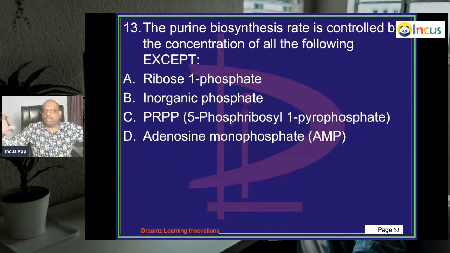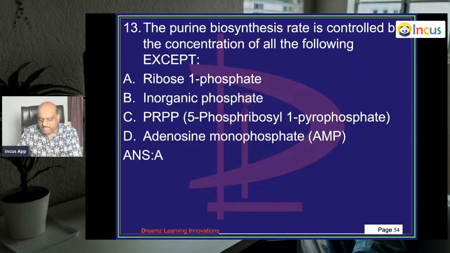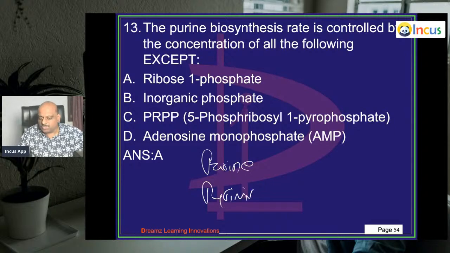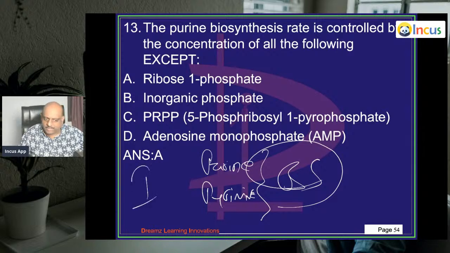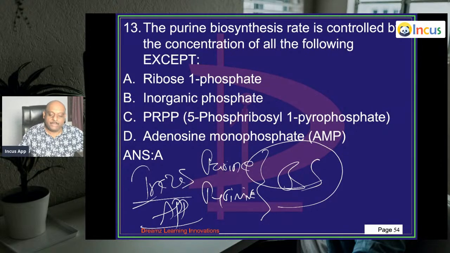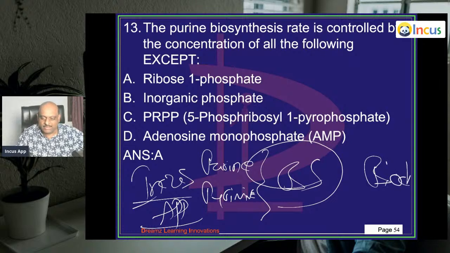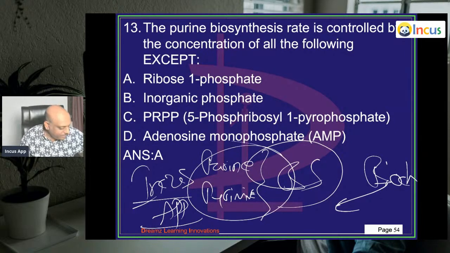Now, purine biosynthesis is controlled by which enzymes? Which substances will cause a negative feedback inhibition? Once more, purine and pyrimidine biosynthesis. Don't forget, doctor, download the Incus app. Go to Biochemistry, and revise purine and pyrimidine.